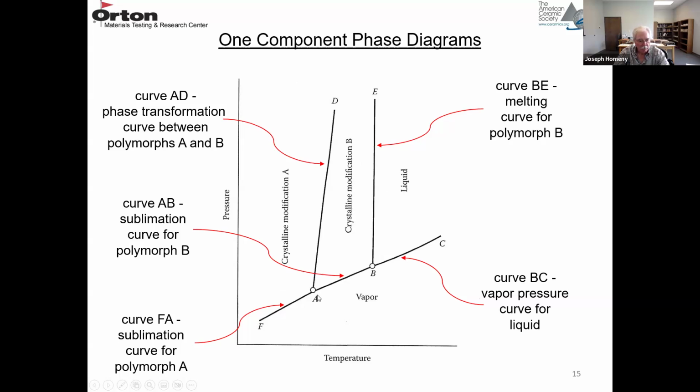This curve FA is the sublimation curve for crystals A. So as you decrease the pressure, that's where you develop the vapor phase. From A to B is the sublimation curve for crystals B. Again, decreasing the pressure below this line results in a vapor phase. And then this curve BC is the vapor pressure curve for the liquid. So below BC, the liquid goes to a vapor.